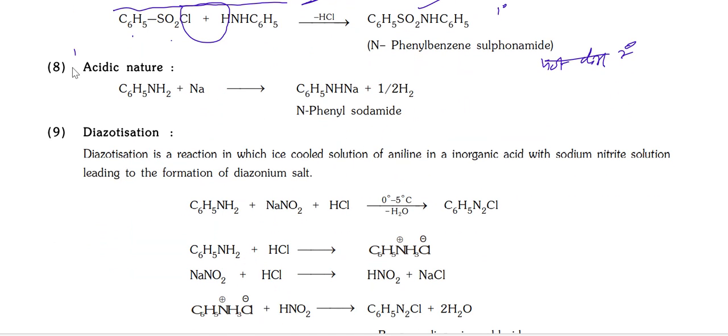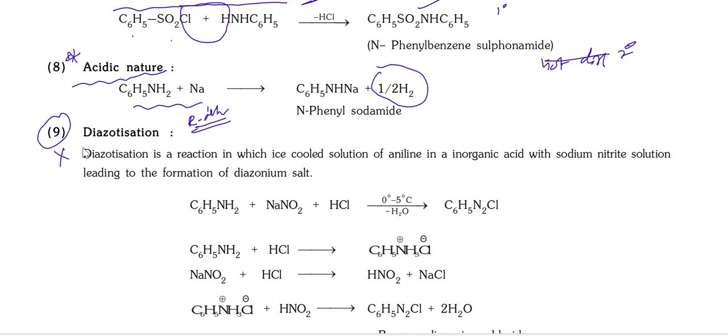Next, acidic nature. Aniline reacts with sodium, liberating hydrogen. Similarly, RNH2 gives the same reaction in aliphatic amines also. So this is the acidic nature of this one. Now, the important reaction is the diazotization reaction. Very important, I can say.